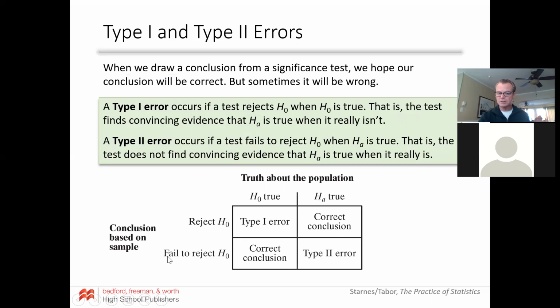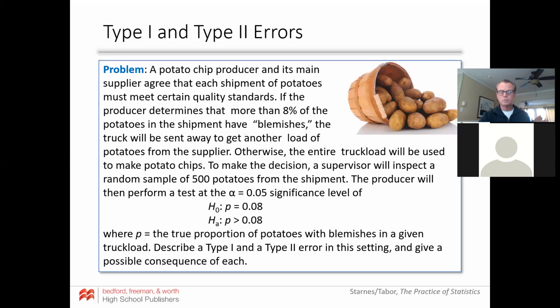So here's how you remember this. F2R. F, the number 2, R, goes with the type 2 error. If you fail to reject the null, the only mistake you could possibly make is a type 2 error. But you literally build this two-way table and it walks you through it. So, I'll give you a minute to read this question.